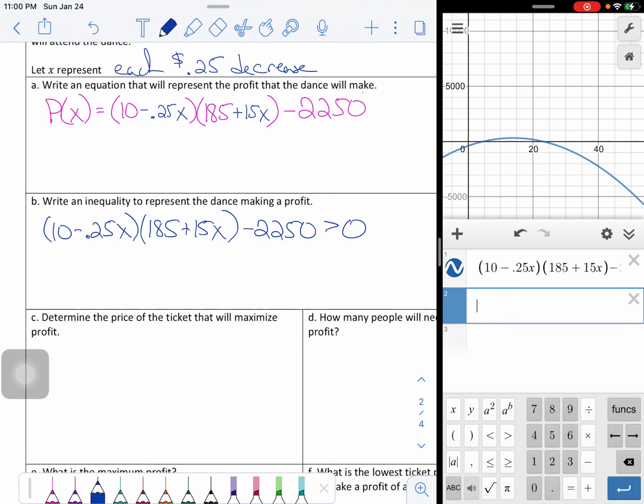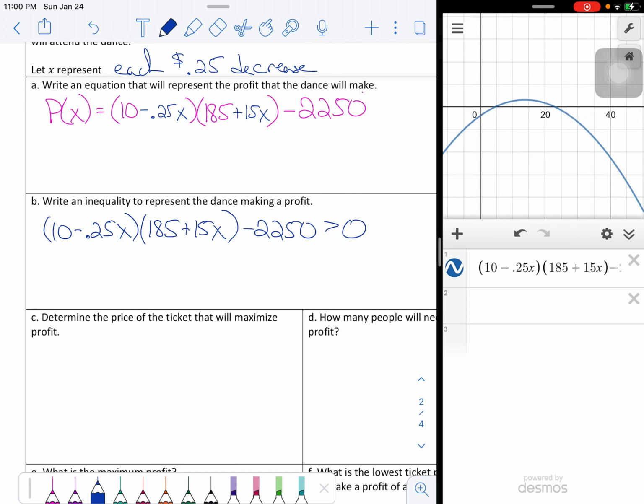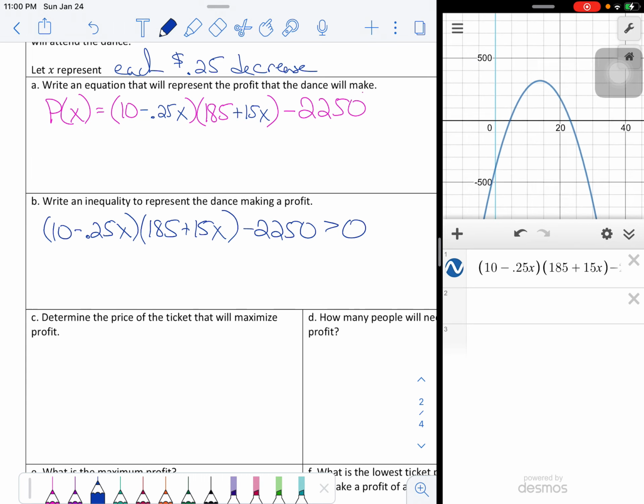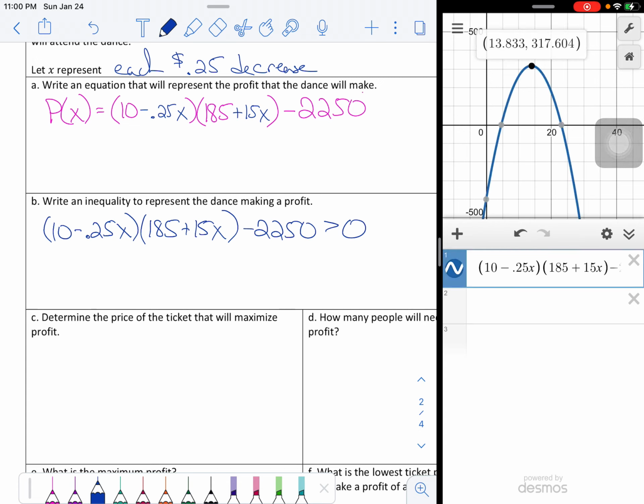Now, right now, it looks like it's really difficult to find, but this little itty-bitty part of the curve is where we're over on the x-axis. So I'm going to zoom out just a little bit here. There we go. Okay. So this is our curve here. We can see that we have to sell some tickets in order to even start making a profit. So again, I'm going to tap on the curve and get my maximum value.